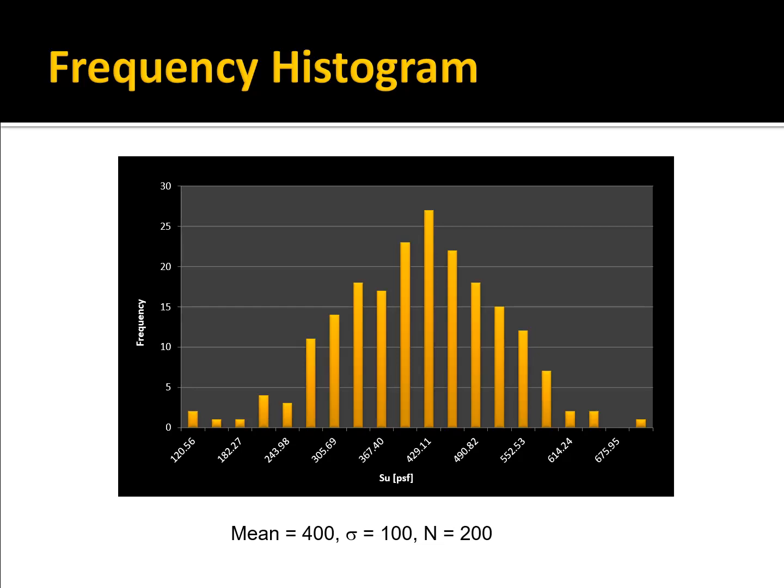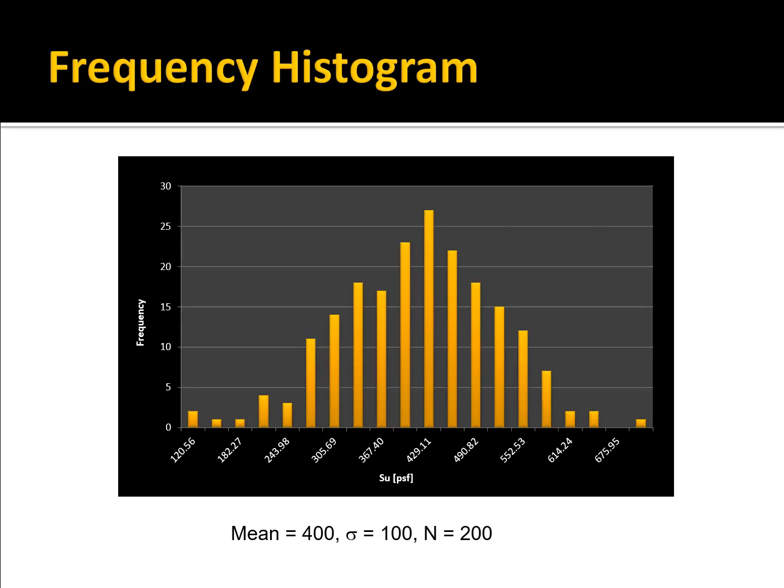This is a frequency histogram that I put together. I have some code where I can give it a mean and a standard deviation and tell it how many samples I want, and it'll artificially generate samples that are either normally distributed or log normally distributed. These are normally distributed, so assume that 400 is your average undrained strength. That's a fairly typical value. And the standard deviation is 100 PSF. If you generate 200 synthetic undrained strength values and then plot a frequency histogram, in this particular instance it looks like this. If I ran it multiple times it would look a little bit different, but what you're seeing here is that classic bell shape showing what we call a normal distribution.